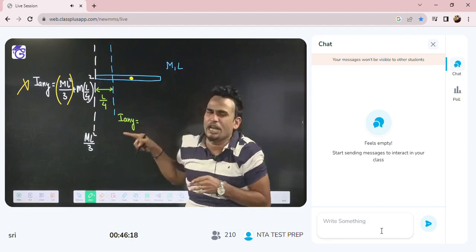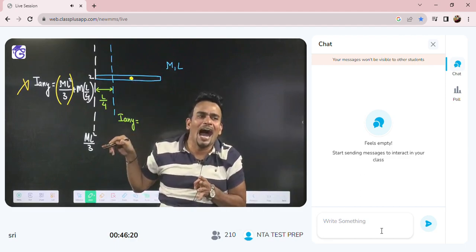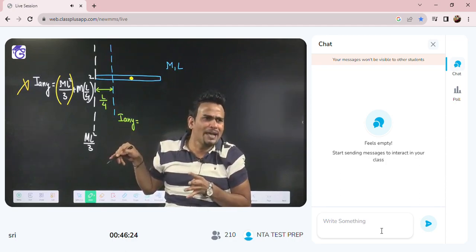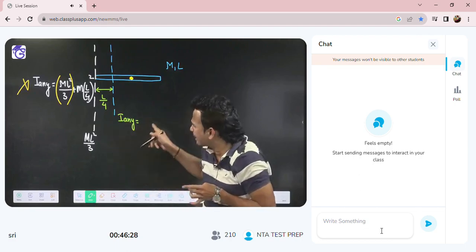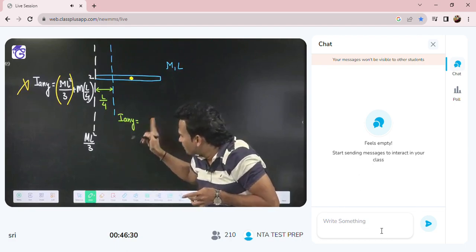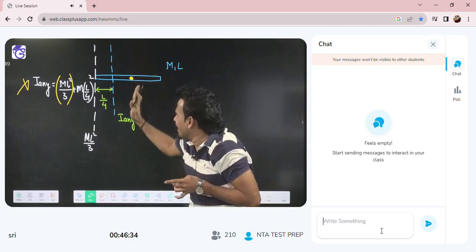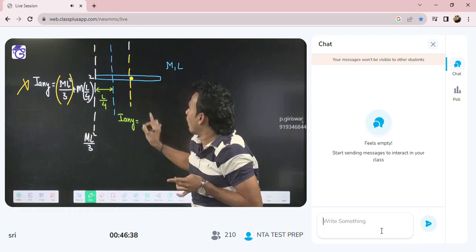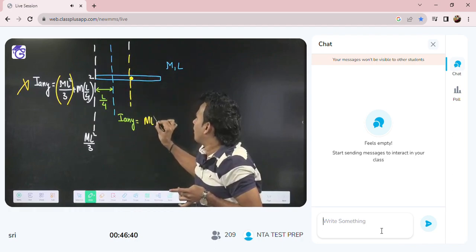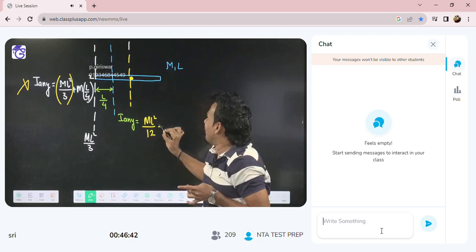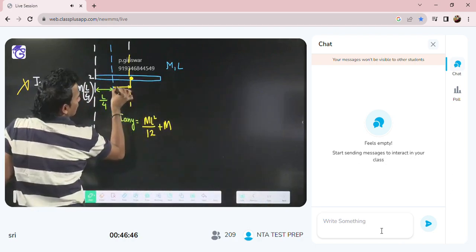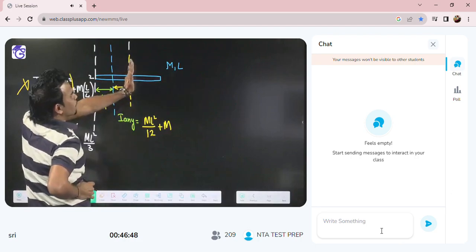That is the meaning of parallel axis theorem. ICOM, not end, not ml square by 3 plus md square. Wrong. ml square by 3 is not center. You have to always start from center. So from center, I know ml square. This is your axis, this is your ICOM. So ICOM I know is ml square by 12, plus md square, and d you have to calculate. d is the distance of new axis from center.